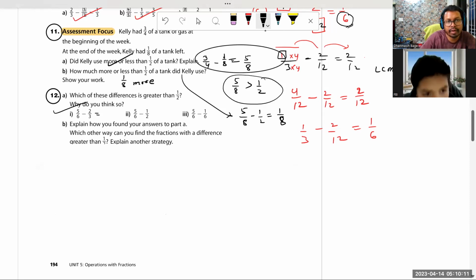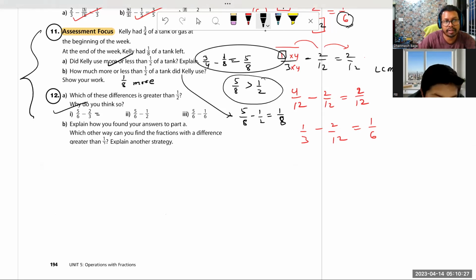Explain how you found your answer to part A. Which other way can you find the fractions with difference greater than half? Explain another strategy. Okay, we'll discuss these things in the next class. I hope you got the points here. You can do these things. Try doing it yourself. I'll help you next week.